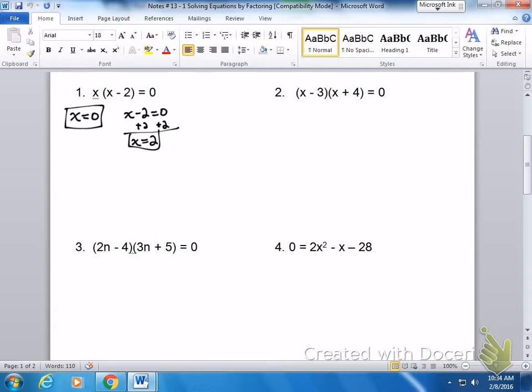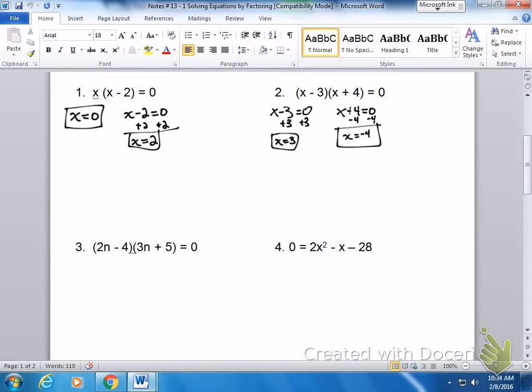I have x minus 3 times x plus 4 equals 0, so take both factors, the x minus 3 and the x plus 4, and set them equal to 0. And now just solve for x. So in the first one, x minus 3 equals 0, I add 3 to both sides. I get x equals 3. In the next one, x plus 4 equals 0, I subtract 4 from each side, and I get x equals negative 4. So my solutions are 3 and negative 4.